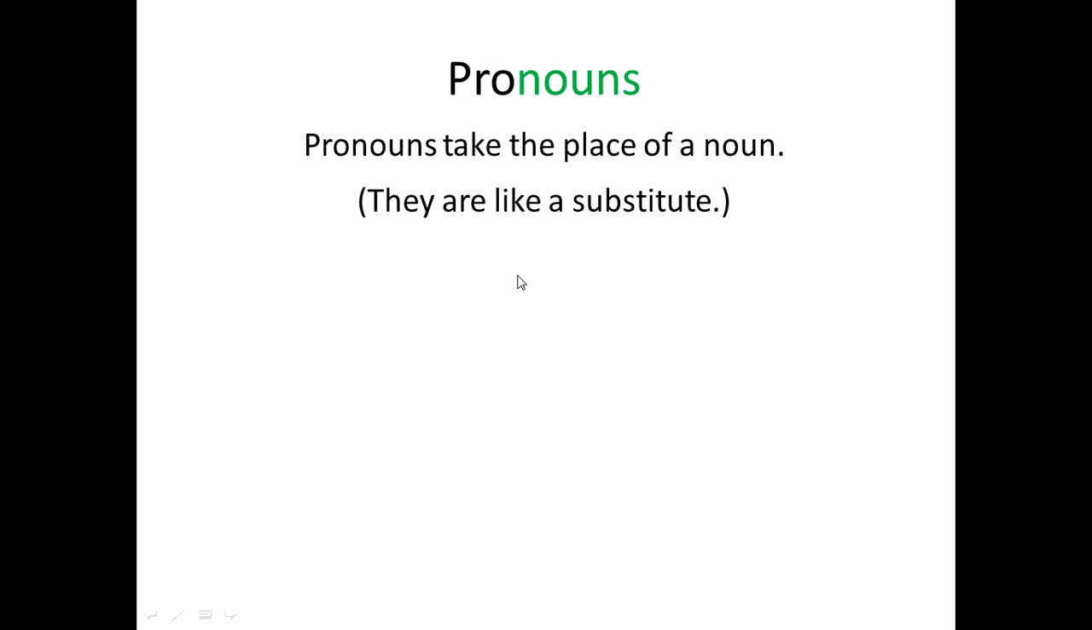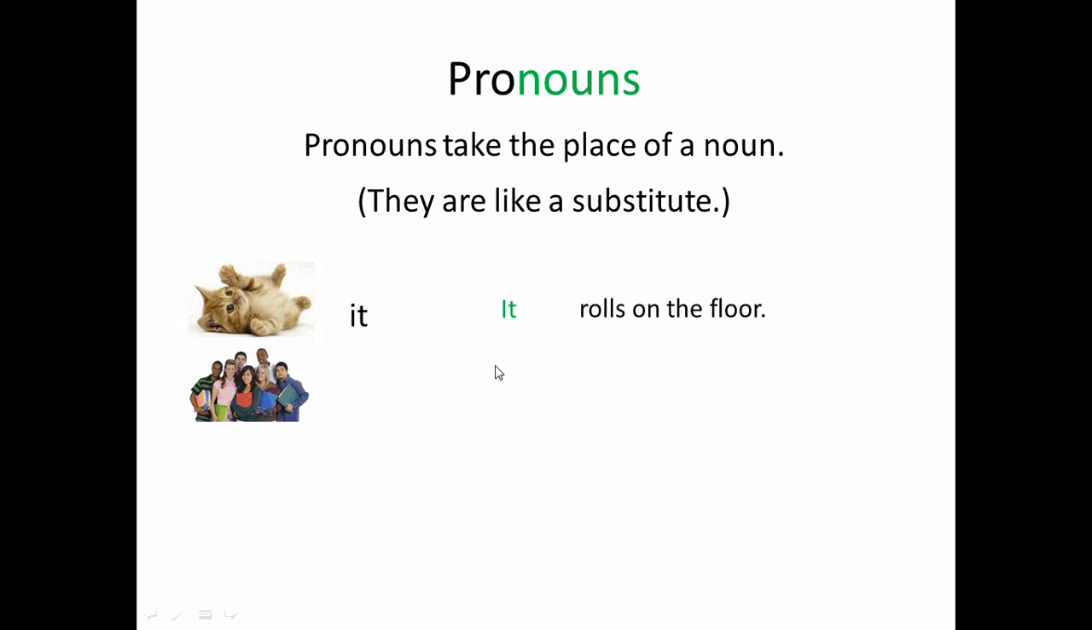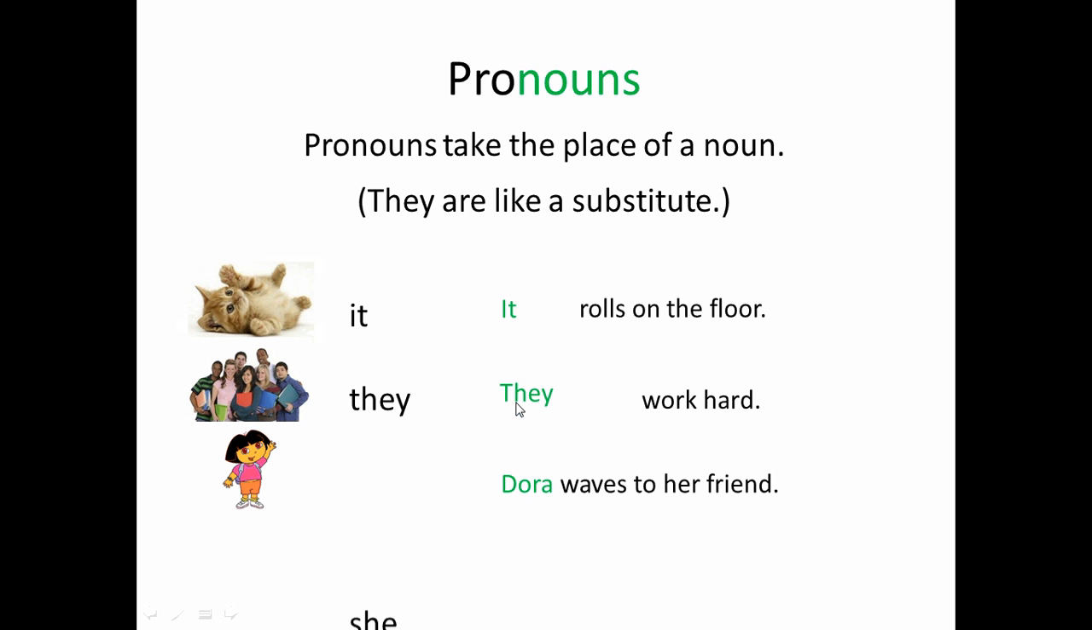We also talked about pronouns. Pronouns take the place of a noun. They're like a substitute. So instead of the cat rolls on the floor, we could say it rolls on the floor. Instead of students work hard, we could say they work hard. These are your pronouns right here. Instead of Dora, we could say she. And instead of Superman, we could say he.